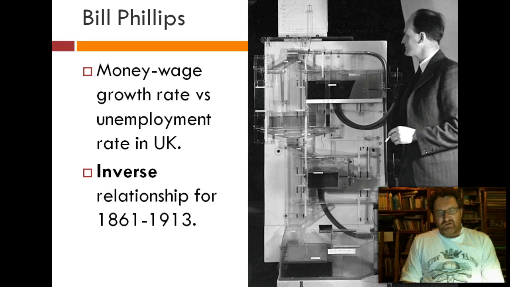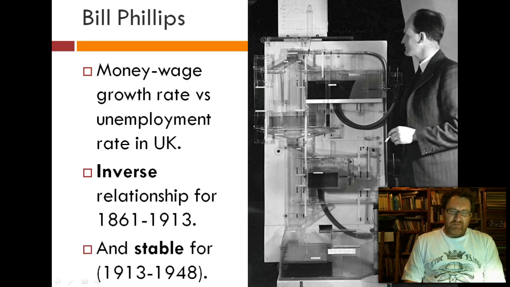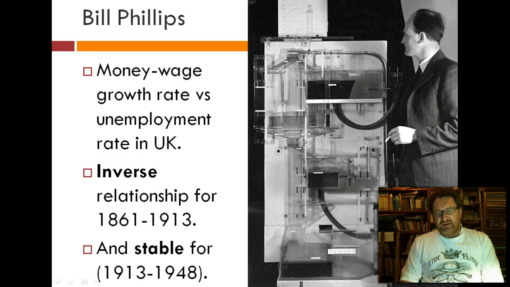First, for 1861 to 1913, he found that there was an inverse relationship. It wasn't a particularly stable one, but it was there. But for 1913 to 1948, not only was there an inverse relationship, a negative relationship between the money wage growth rate and the unemployment rate, but it was also very stable. It didn't wobble around much. So this inverse relationship meant that if money wages grew quickly, then that was associated with very low unemployment. And when money wages grew very slowly, or even negatively, that was associated with very high unemployment.